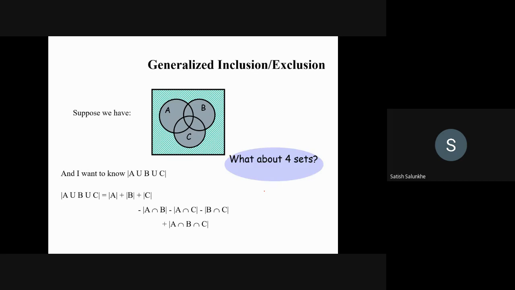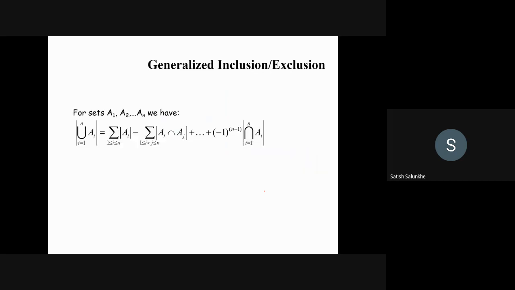So this we already discussed. What about 4 sets? So this is in general. If you have n sets, then you do the summation of cardinalities of individual sets, then minus 2 sets, and so on. You are just going up to the nth order.